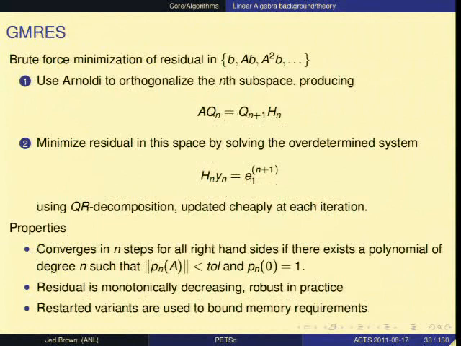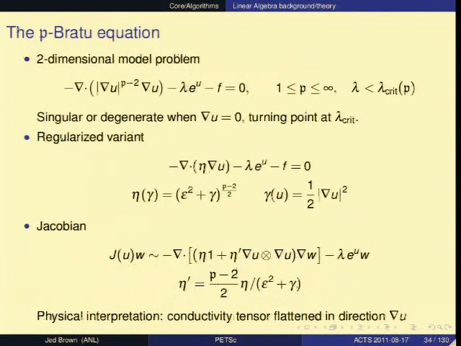So GMRES is sort of a brute force method applied to this kind of system. It orthogonalizes this space on each iteration, and then you minimize the residual over that space by basically solving with this Hessenberg form. But it has a clever way to update it at each iteration. In exact arithmetic, it always converges in n steps. That's not useful because n is like 1,000,000 or whatever, the size of your whole spatial discretization. The residual is monotonically decreasing, and so it's often a more robust method than others. I'm not going to go into details of the other methods.